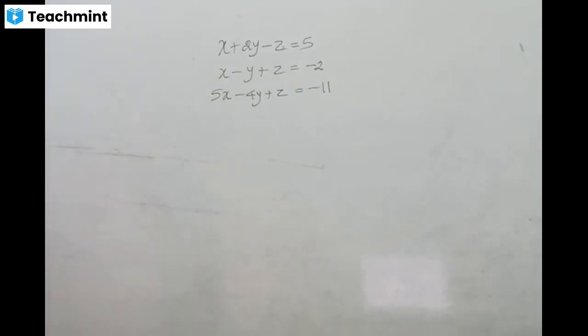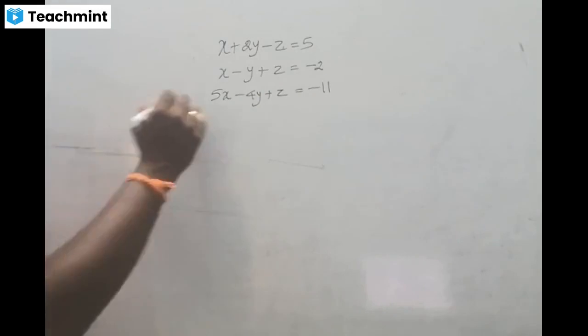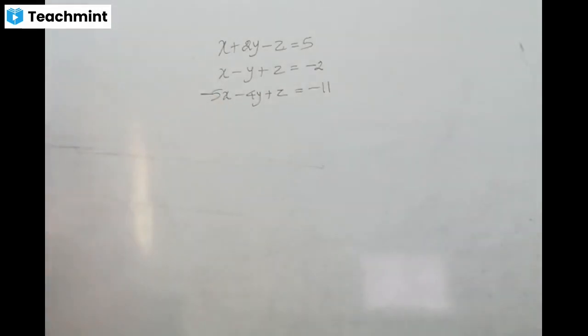x plus 2y minus z equal to 5. x minus y plus z equal to -2. Minus 5x, not plus 5x. Minus 5x minus 4y plus z equal to -11.